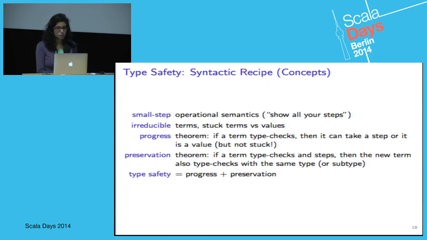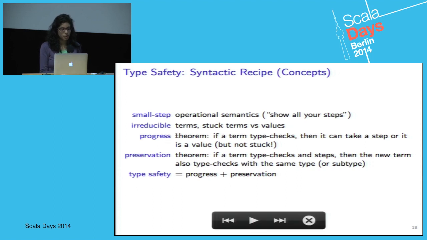And then the usual way to prove type safety is through the progress and preservation theorems. Progress says that if a term type checks, then it can take a step or it is a value, but it is not stuck. And the preservation theorem says if a term type checks and steps, then the new term also type checks with the same type or a subtype.